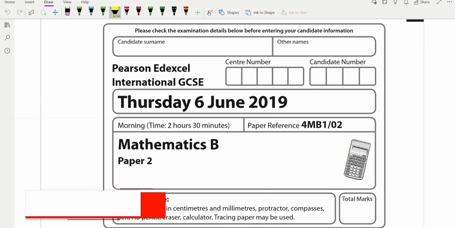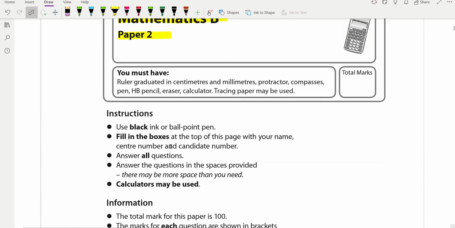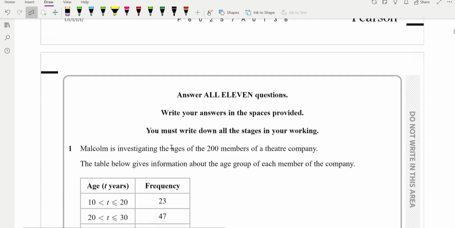Hello everyone. Today we'll be going through Edexcel Mathematics B, Paper 2, 4MB1/02, 6 June 2019. Let us go through question number 1.